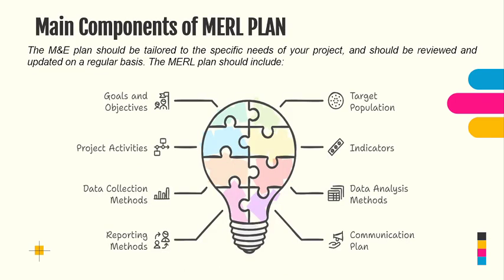Okay. The main components of a MERL plan. You need to have the objective, your goals, target population. You need to have the project activities. You need to have the indicators. In your M&E plan, you need to have the data. How are you going to analyze your data? How are you going to communicate your data? How are you going to report your data? How are you going to do your data collection? So these are some of the main components that need to be in your M&E plan for that project.